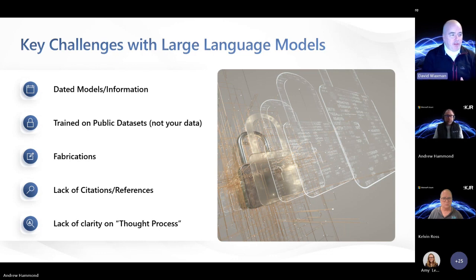One of those reasons might be the fact that these models are dated. Once GPT 3.5 or 4 is essentially launched, that's it. It's never going to learn anything more. They're trained on public data sets, which means they can answer very good questions about public information, but about your own private data, they really have no knowledge.